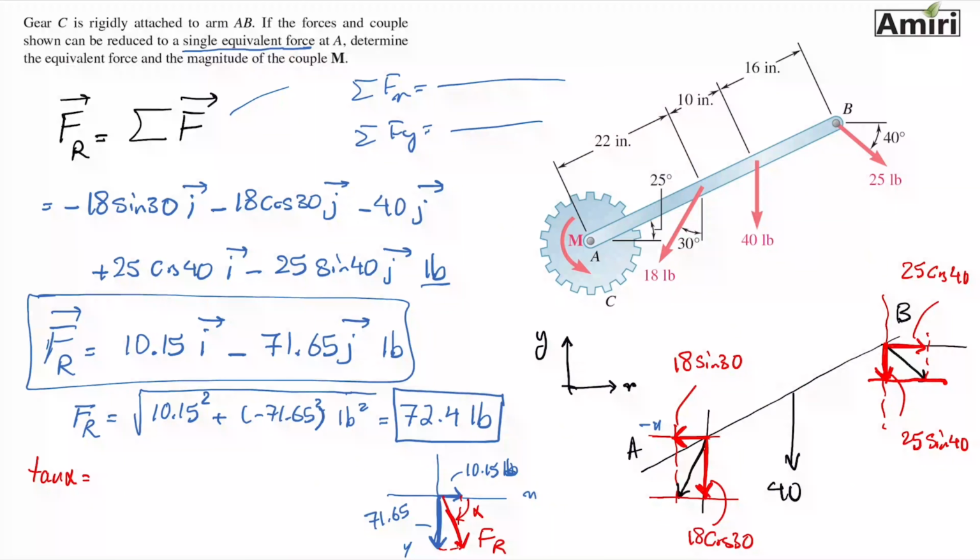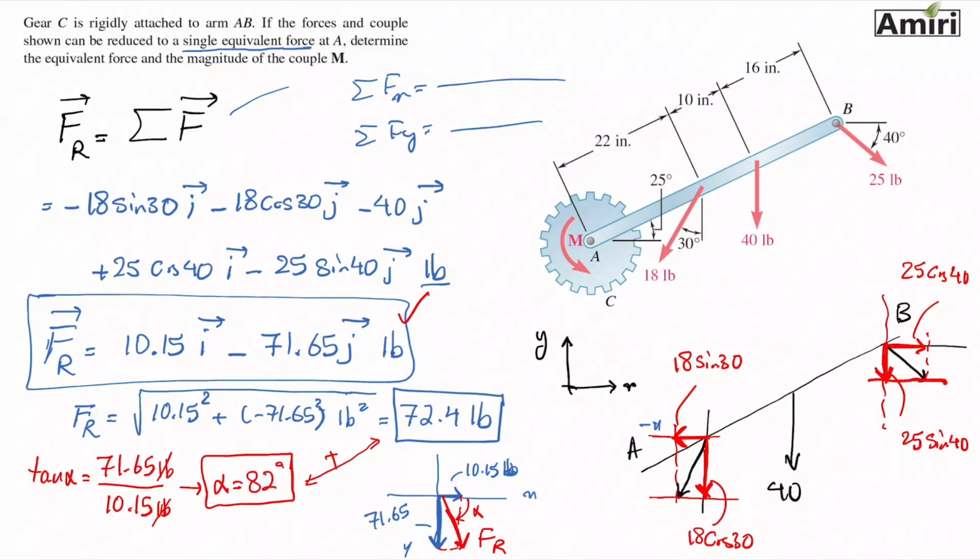Tangent of alpha is going to be 71.65 over 10.15 pound. The units get canceled, and you should get alpha about 82 degrees. So if you want to express it this way, it's totally fine, or magnitude and angle, that is absolutely fine too.